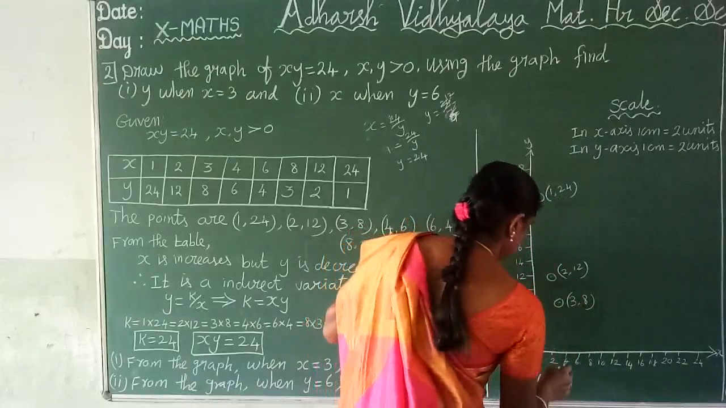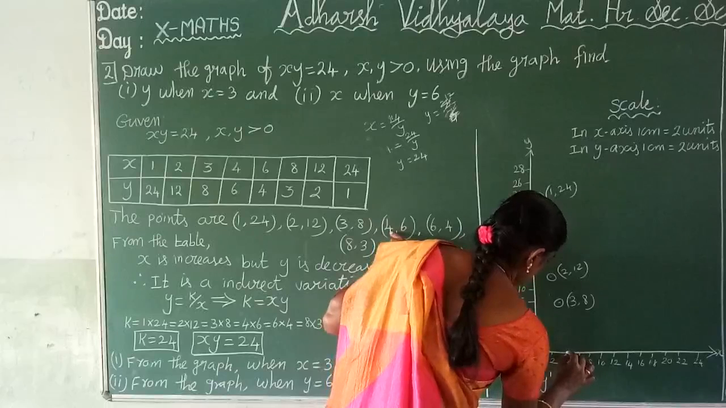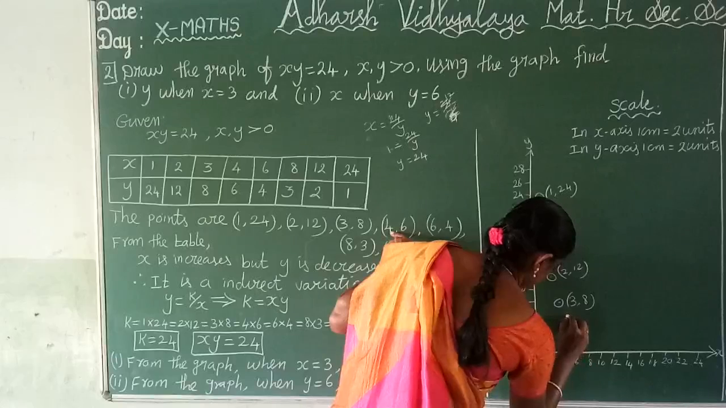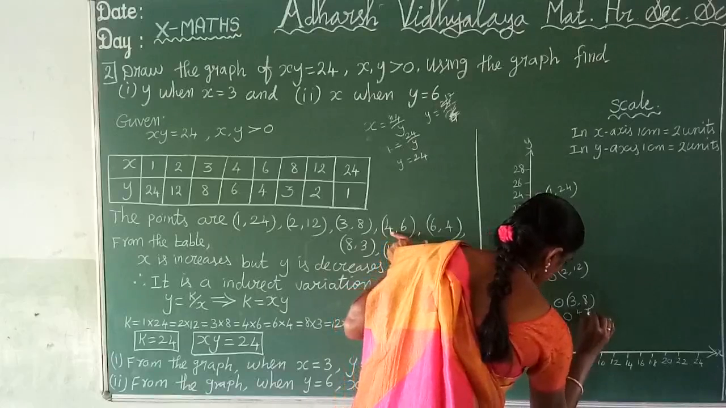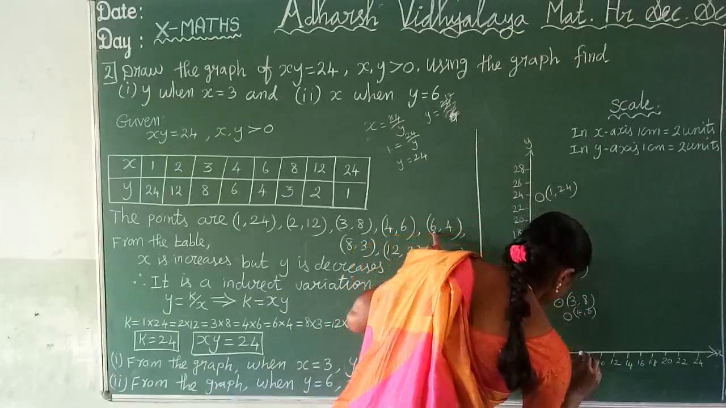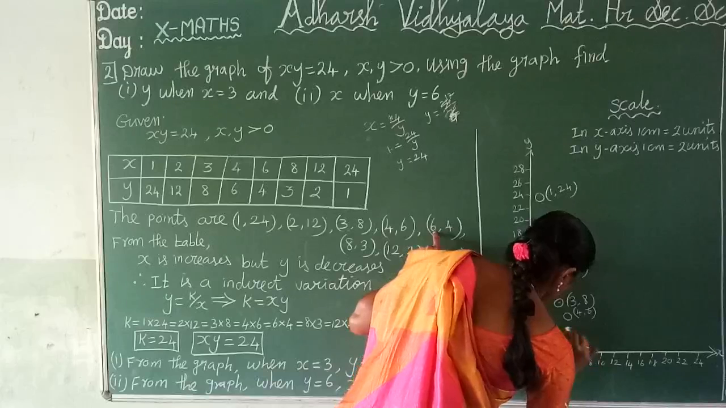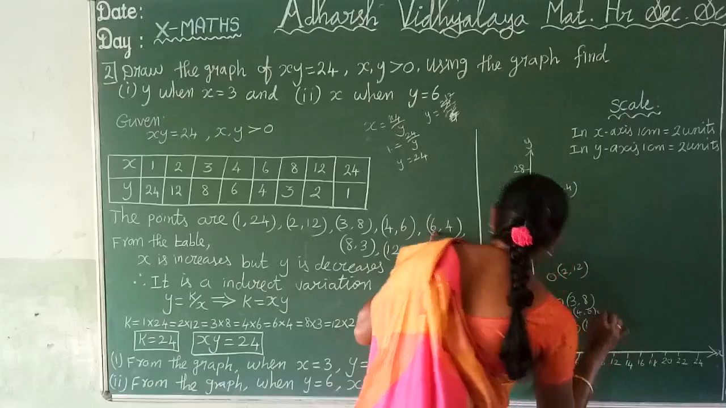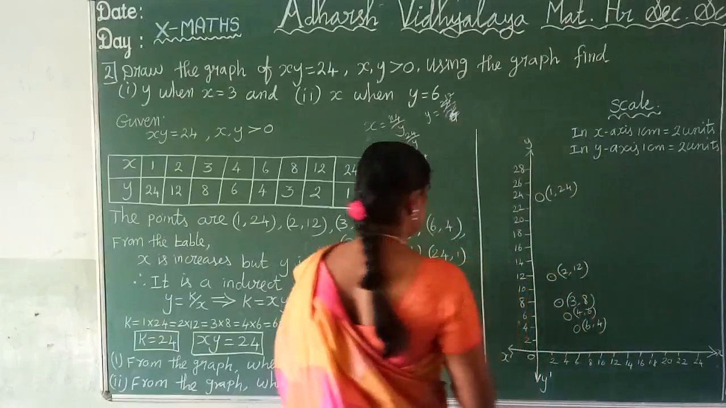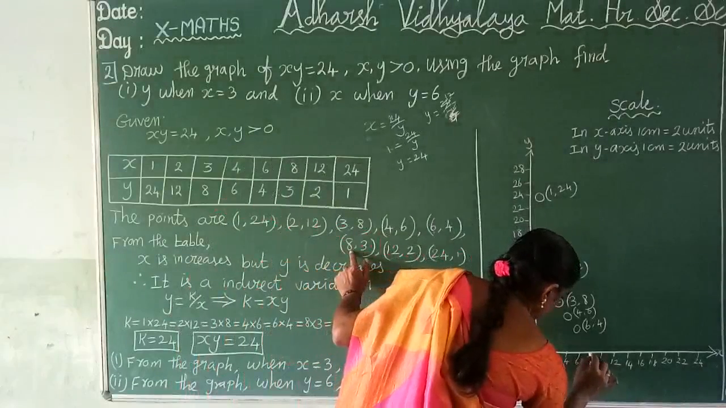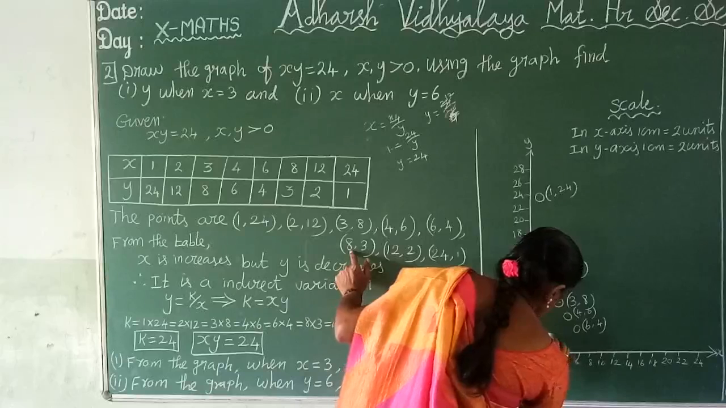Next 4 comma 6. X value 4, y 6. Next one 6 comma 4. X is 6, y 4. Next one 8 comma 3. X 8, y 3 means in between this place.